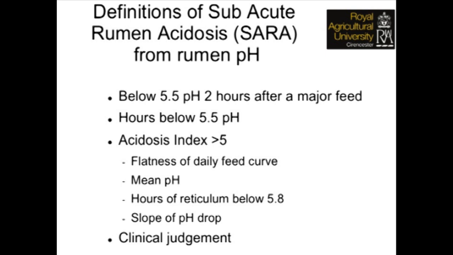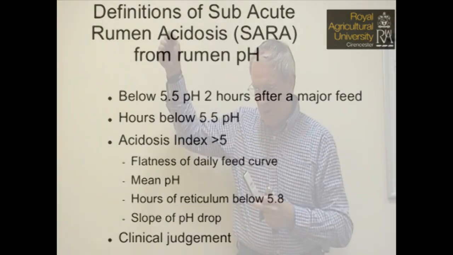You can make up that index by looking at the flatness of the daily feeding curve, and we'll come on to that in a minute, the mean pH per day, just the average value through the day, also the number of hours of the reticulum pH being below 5.8, and also, quite importantly, the slope of the pH drop. So after a cow feeds, if you've got a very starchy feed, it will drop catastrophically fast. But the main method, of course, is still the clinical judgment of your veterinarian or as a farmer.